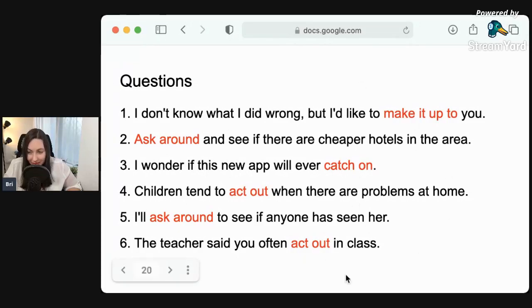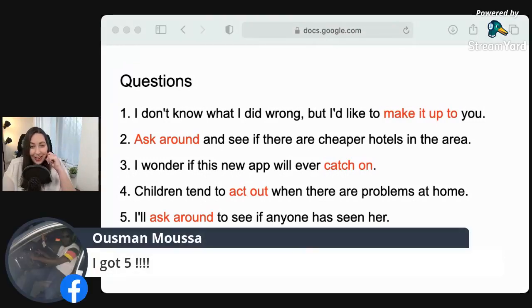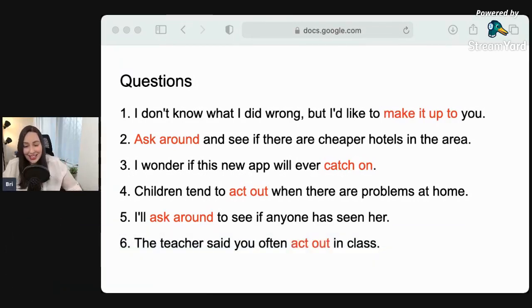Okay, does everyone understand? Are there any questions? If you have a question, you can put it in the chat and I will try and answer it for you. Let's see. Wow, I got 5. Wow, good job. That's excellent. Nicely done. Very good. If you want to make some example sentences, make it up to, ask around, catch on, act out, you can leave it in the comments and I'll try and put it on the screen for you.